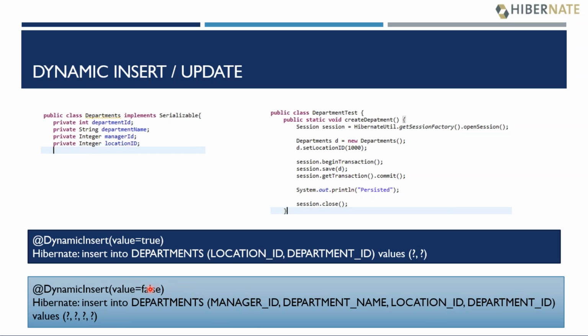If it is set to false, unnecessarily it will use all the columns. It will include all the columns in the column list. If dynamicInsert is set to false, this is what is happening: it has included all the columns in the column list, manager ID, department name, location ID, and then the department ID. And when it is set to true, it will only use location ID and then the department ID. Whichever columns you're using, it will use only those.